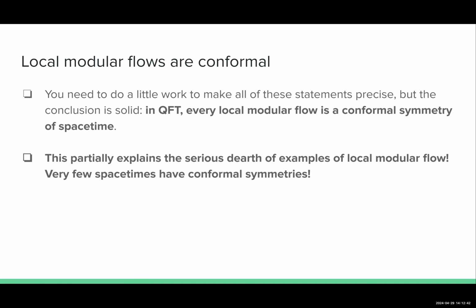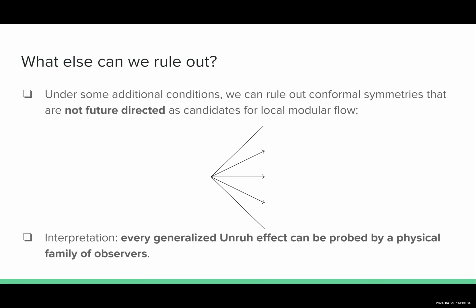Okay, so you need to do a little bit of work to fit all of these things together, but the conclusion is solid. In quantum field theory, every local modular flow is a conformal symmetry of spacetime. And as I emphasized before, this is going to at least give us some context for why we have this dearth of examples and why these examples that we showed up were already so hard to find. It's not as good as finding a lot more examples, but at least we understand what's going on a little bit better.